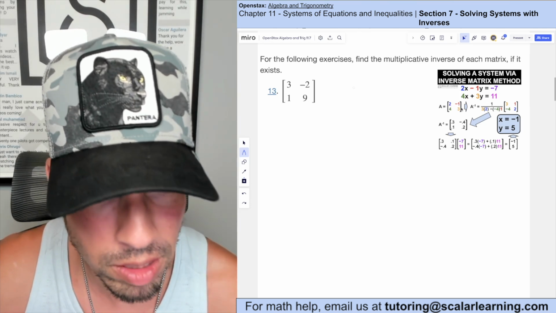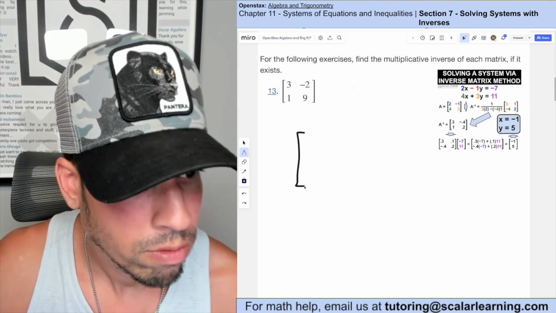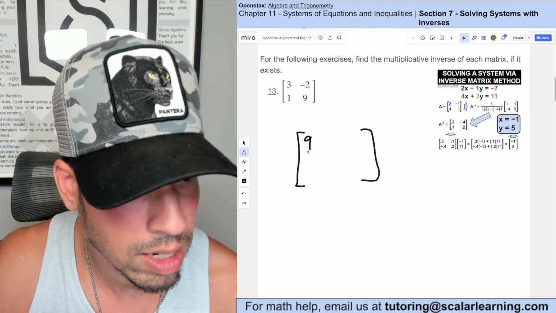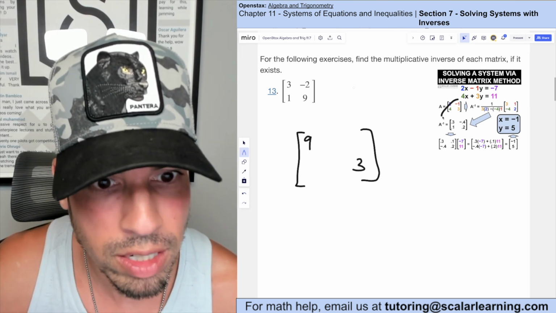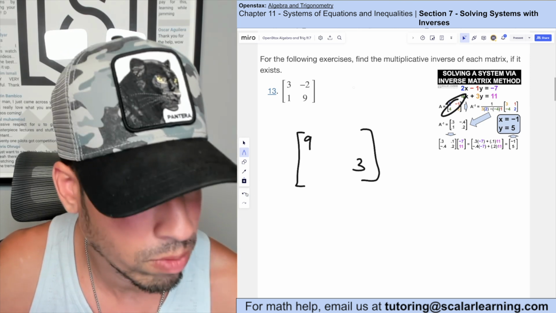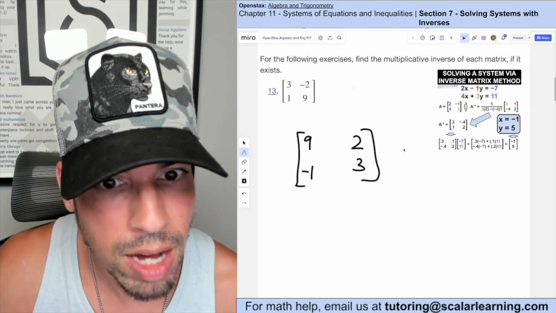You see what happens is these two values are swapped, right? So first I'm going to swap, that's like 3 and 9. So we're going to swap those. We get 9 and 3. And then with these two values, they flip their signs, right? The numbers stay in the same position, but they go opposite signs. So same with 1 and negative 2. So that's going to be negative 1 and positive 2.